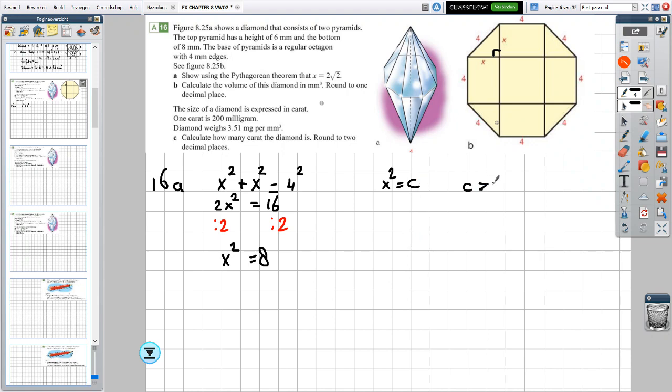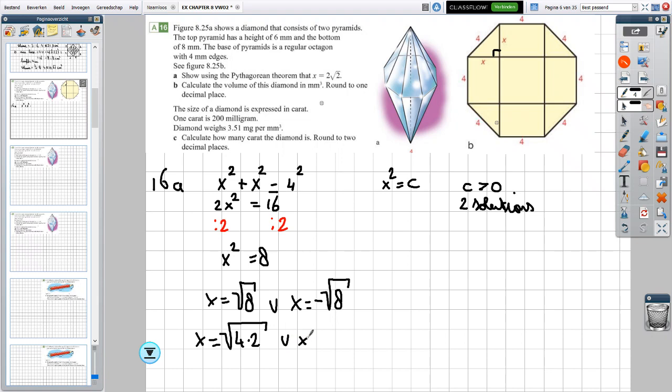C is bigger than 0, so we have two solutions. We either have x is the square root of that number, or x is minus the square root of that number. And now you think, well, square root 8 is not 2 square root 2, but remember that we could factorize this, right, like this. Chapter 5. And now we can say square root 4 is 2. So you get this, right?